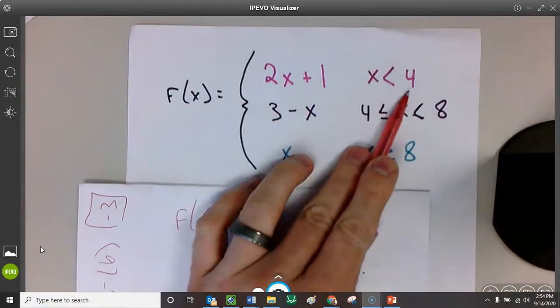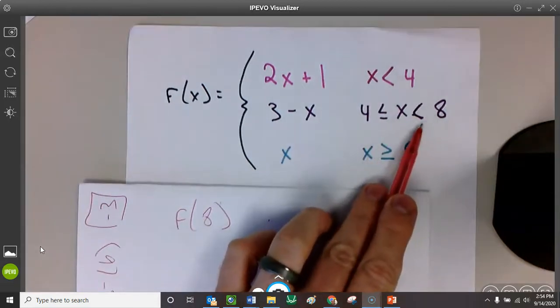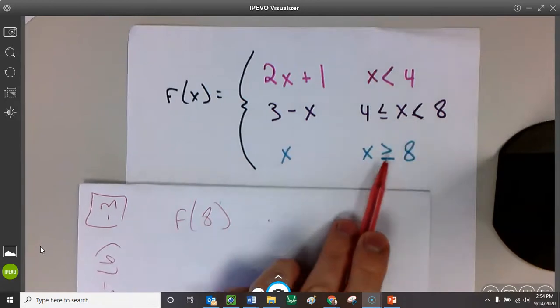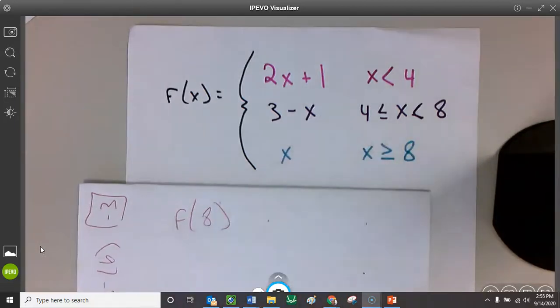Is it less than 4? No. Is it between 4 and 8? Well, it's exactly 8. But this isn't or equal to, so it's not this one. Finally, this one. X is greater than or equal to 8. Or equal to. If I'm plugging in an 8, ding, ding, ding, I'm using the blue equation here.